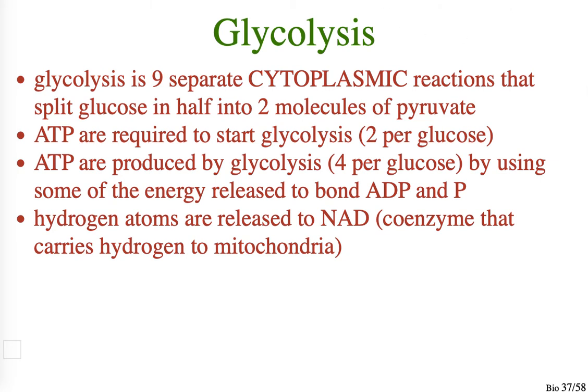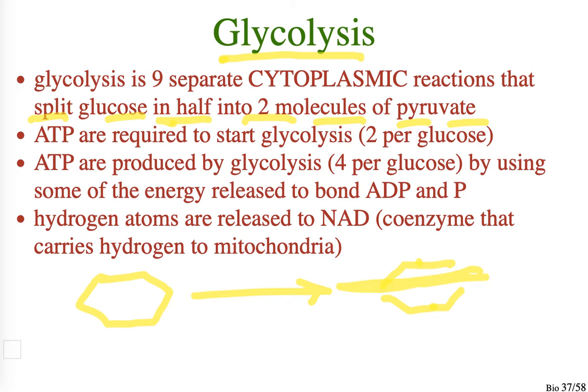Glycolysis. Now you really don't want to write all of this information down, but there's a few things that are important here. So put a title in your notes, glycolysis. Glycolysis is basically 9 separate chemical reactions. You don't need to know the 9 reactions. But what they do is they split glucose in half, and they crack it into 2 molecules of pyruvate. So the glucose molecule, remember, is a hexagon. And what glycolysis does is splits that into 2 separate molecules of carbon, hydrogen, and oxygen, and each one of these is a pyruvate. So the glucose is literally split in half to do that.